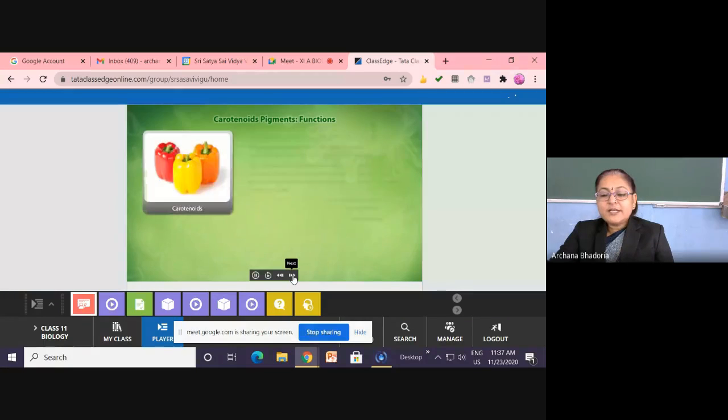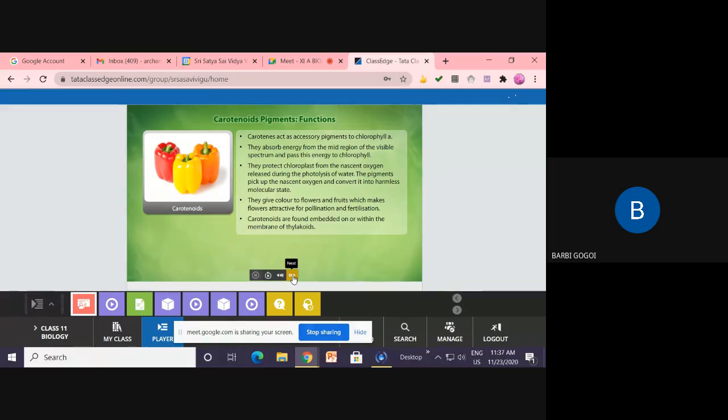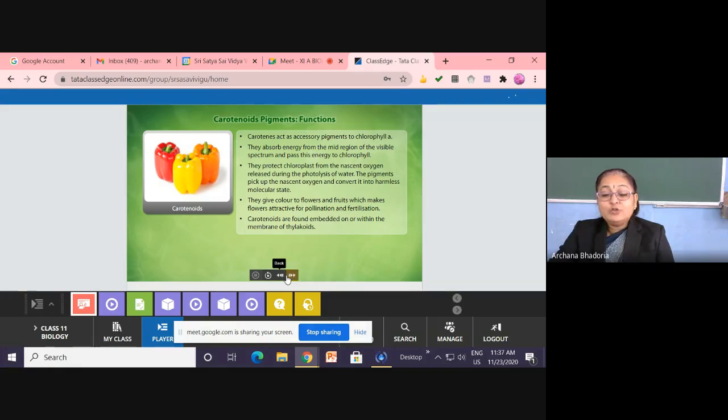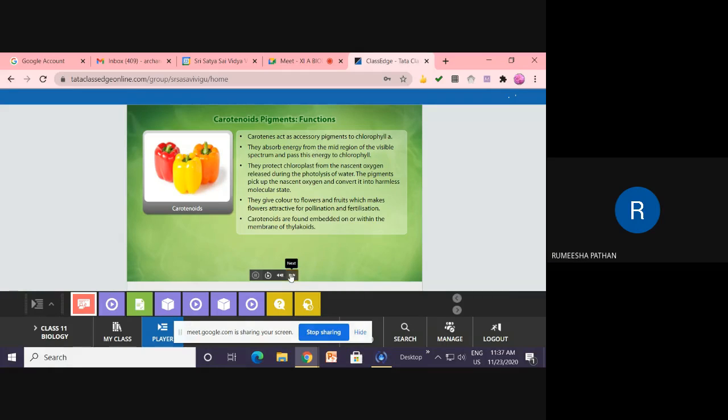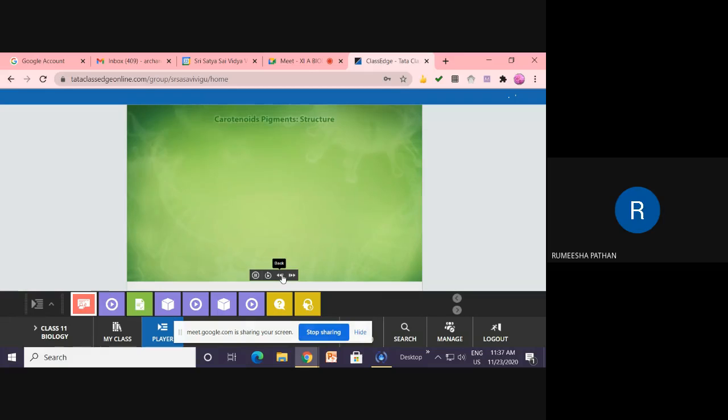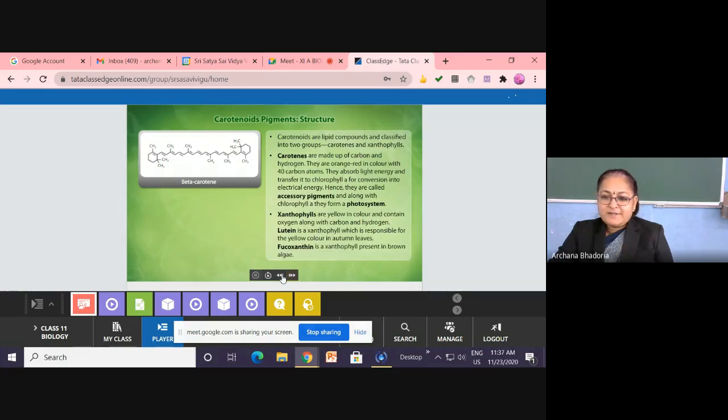Can you tell me what are carotenoids? Ma'am, they act as accessory pigments. But what are carotenoids? Ma'am, lipid compounds? Further, what else do you have to tell?